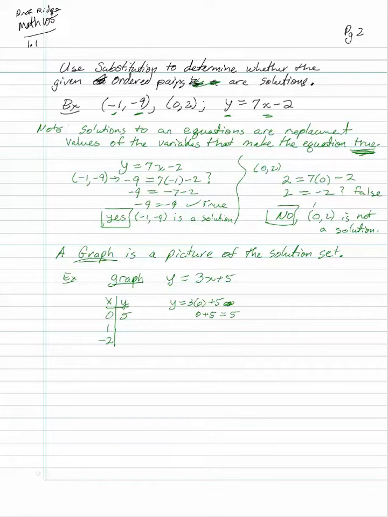If you do y = 3 times 1 plus 5, that's 3 plus 5, which is 8.